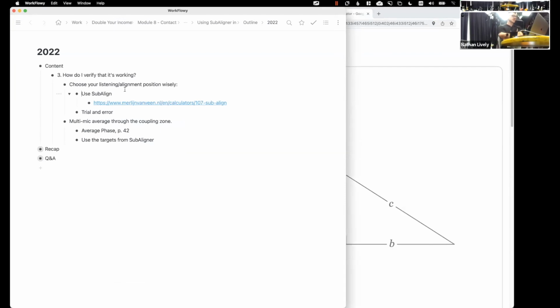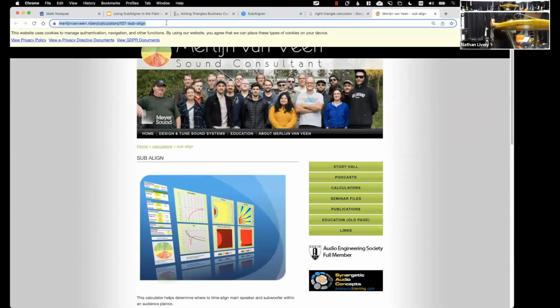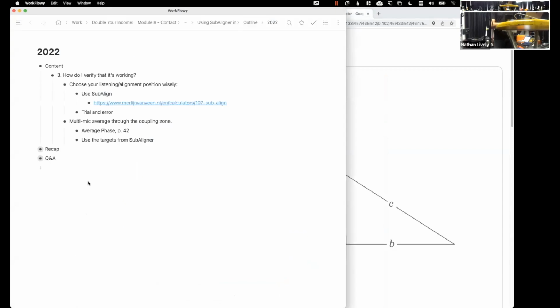And then my final suggestion is to use the SubAlign calculator. I also cover this in the guide I just gave you, but Marilyn Van Veen's SubAlign calculator will give you an alignment position over depth. So if you put in your speaker locations and your audience location, it'll spit out a depth location that will give you the least number of errors across the audience. Okay, I'm throwing a lot of stuff at you guys. You don't need to know all this stuff, but I want to give you plenty of information to play with.